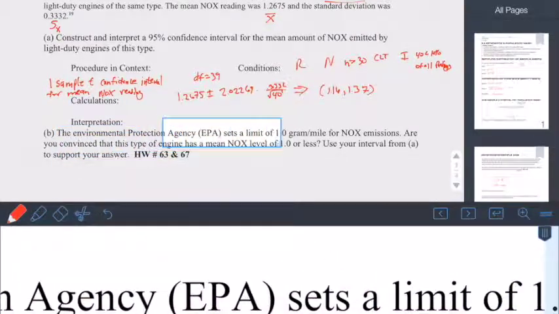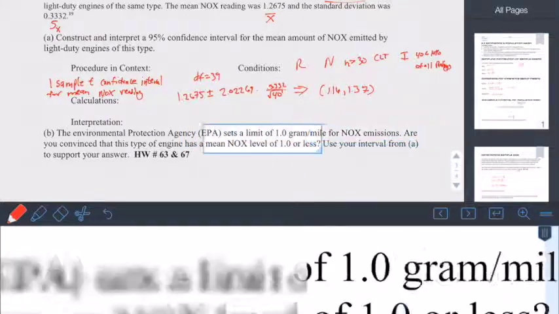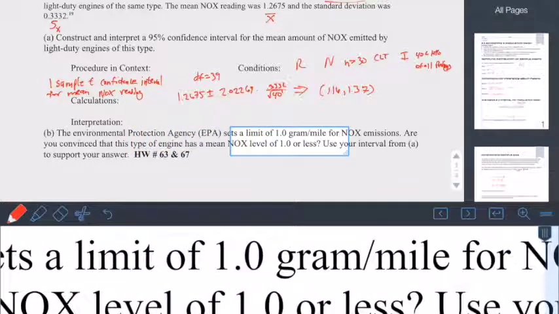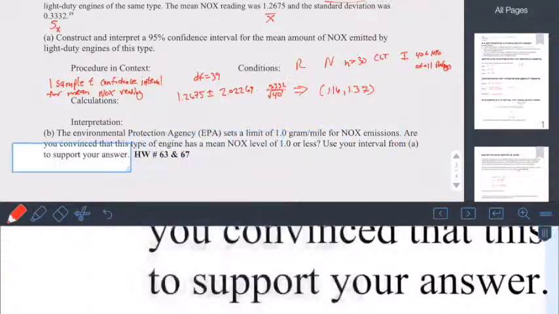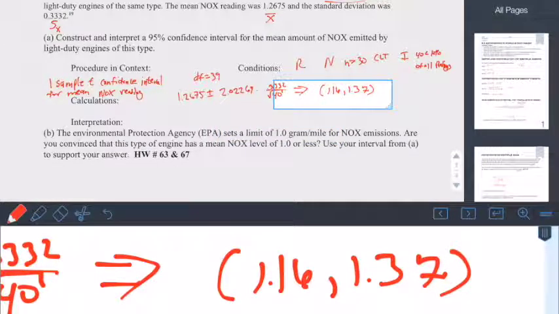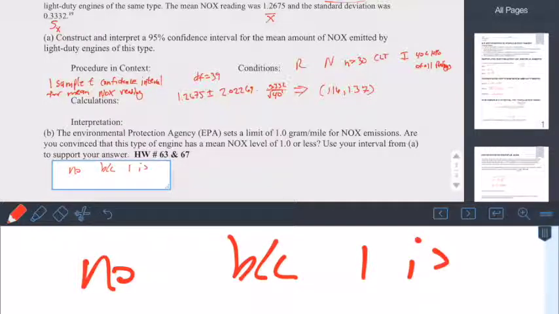The EPA sets a limit of 1 gram per mile for NOx emissions. Are you convinced that this type of engine has a mean NOx level of 1 or less? Use your interval to support your answer. Well, is 1 in our interval? No, it's not. So I'm not convinced. No, because 1 is not in my confidence interval.